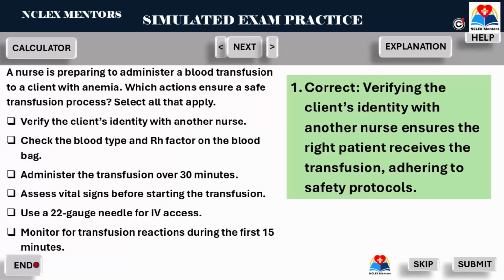Ready? Let's go through them together, one by one. Correct answers 1, 2, 4, and 6. Let's talk about why these are the right choices.